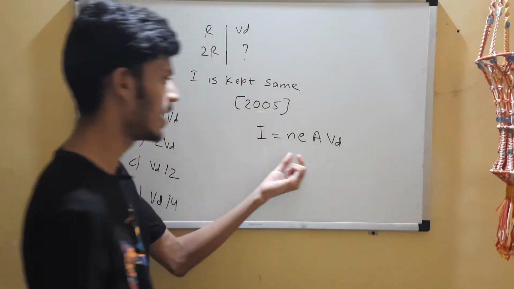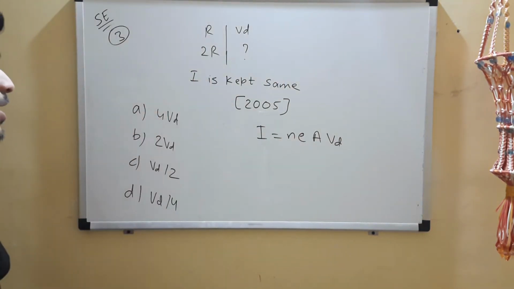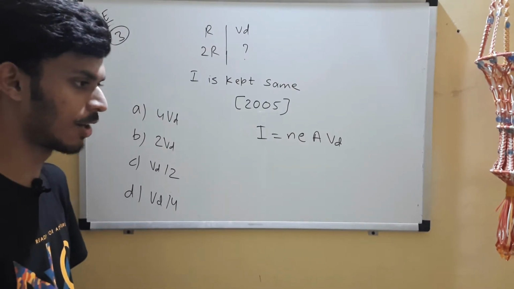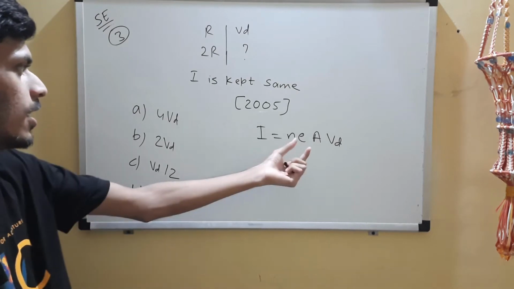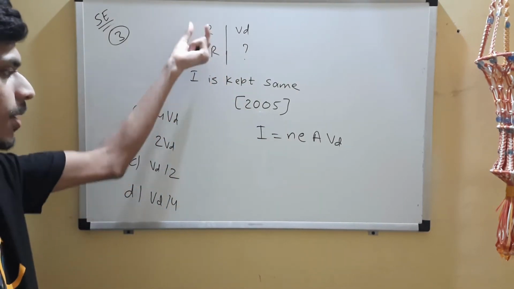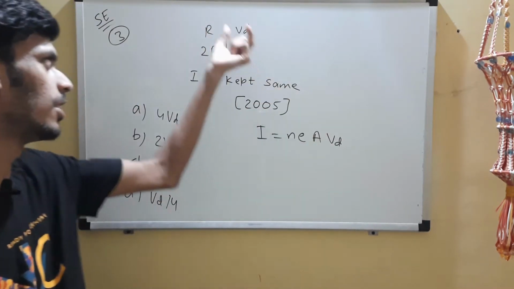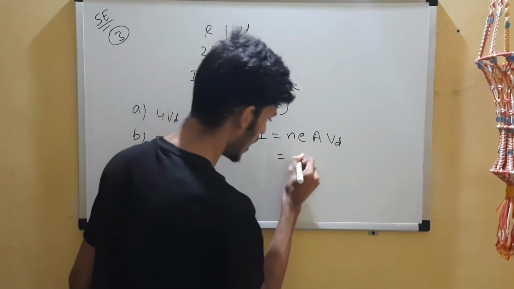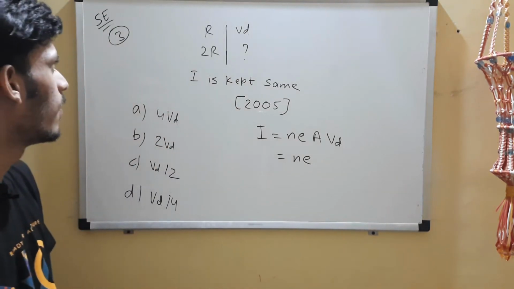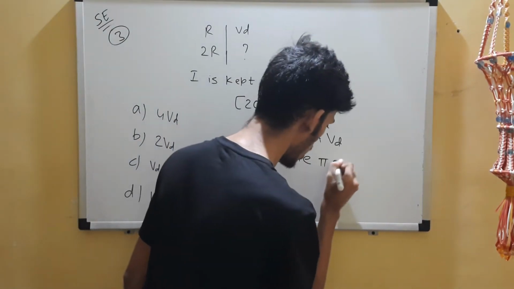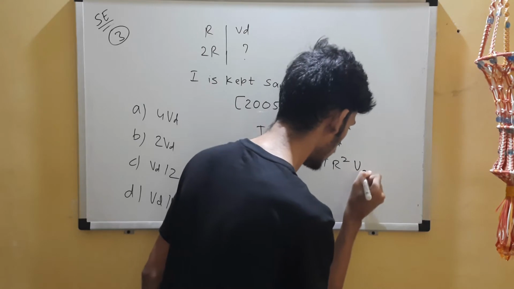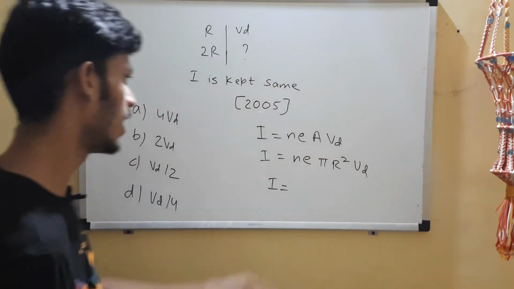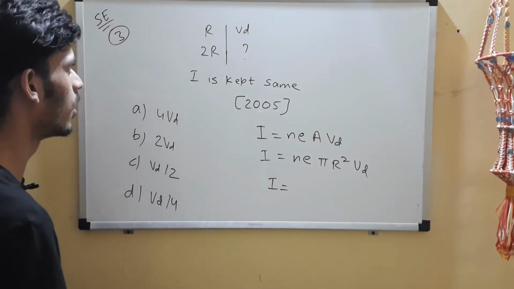You can see that N and e will not change in this case. Number of charge carriers and the charge on the electron will not change. The only thing changing over here is the area, because the radius is changing, and also the drift velocity will change. So in case 1 we can write it as Ne, in place of area we can write pi r square, and the drift velocity is Vd. Again we'll use I equals NeAVd for the second case.